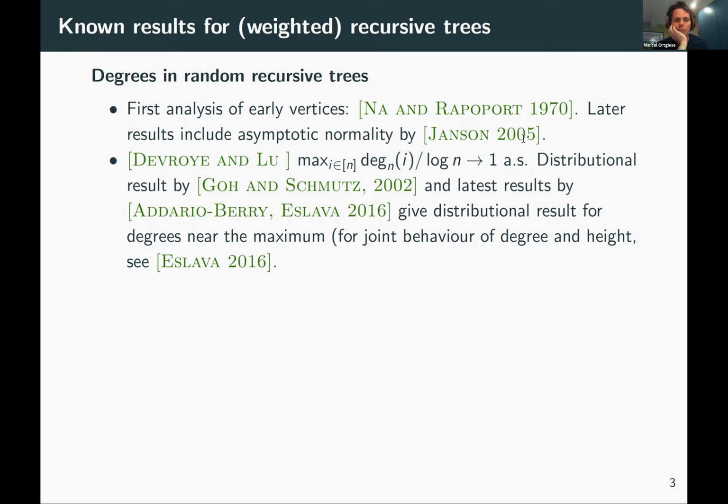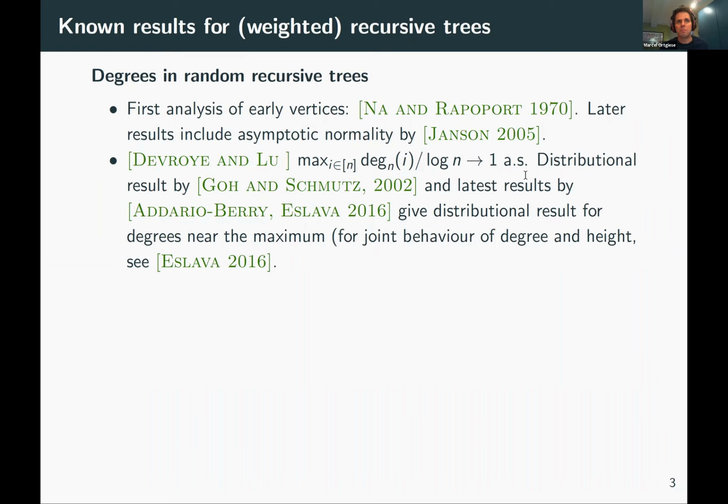But the question that we're more interested in is the largest degree, and that's been studied as well. For example, Devroye showed that the largest degree grows like log n. There are previous results, but that's the result that gives you the first order asymptotics: degree divided by log n converges to one. And then there are later distributional results. If you take the degree minus log n, what does that converge to?